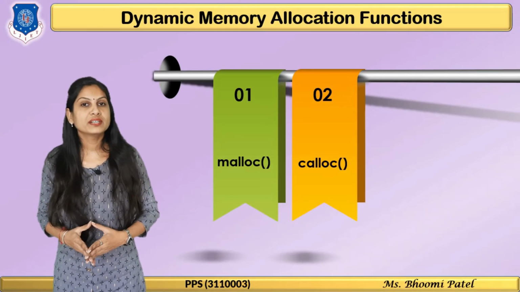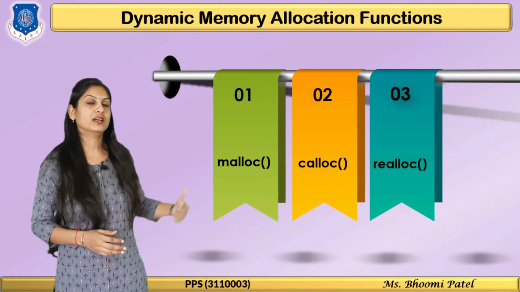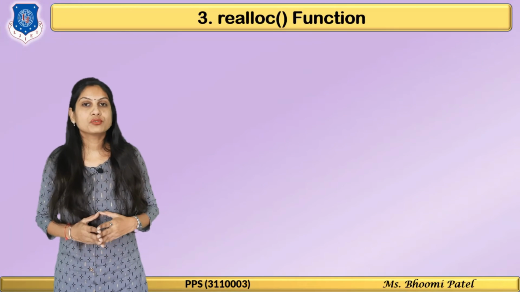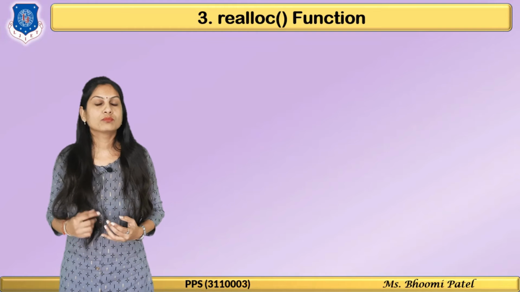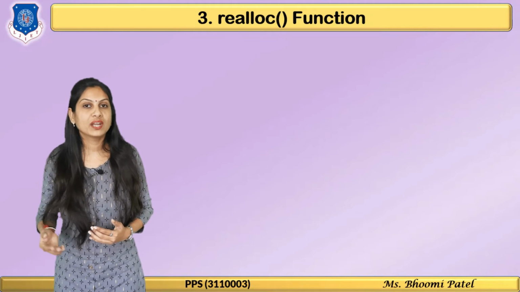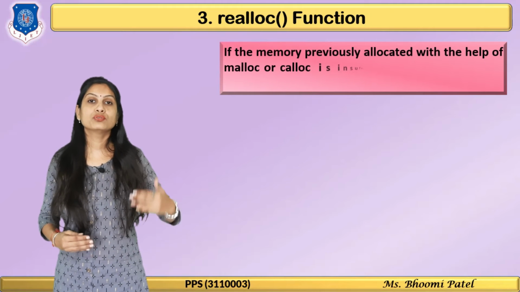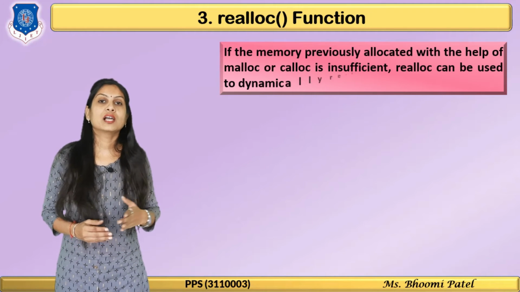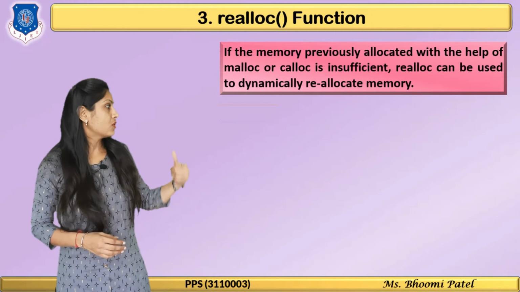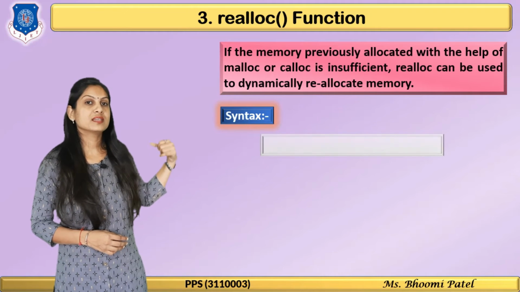Now let's move to the next function, that is realloc. As I told earlier, the malloc and calloc functions are both used for allocating new memory, but the realloc function is used to resize the previously allocated memory. Clear? So how is it used? Let's see the syntax.